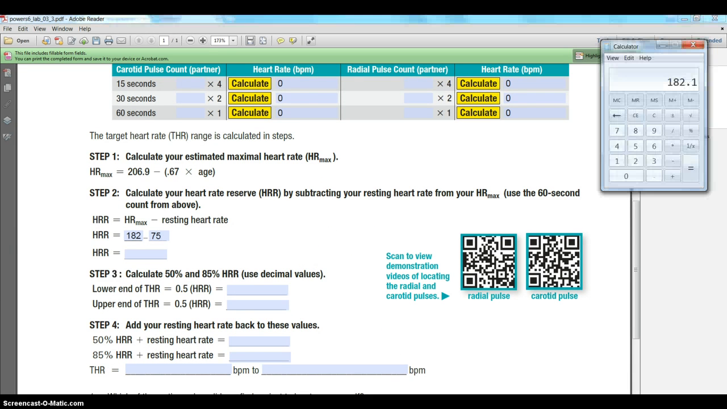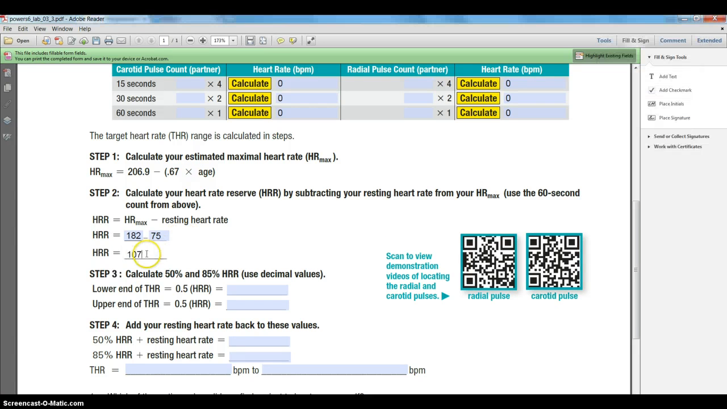So I subtract 75 from that. Again, you can utilize your calculator to make sure your math is correct. We'll subtract 75, or whatever your appropriate resting heart rate was. So 75 was my estimated. So my heart rate reserve is going to be 107.